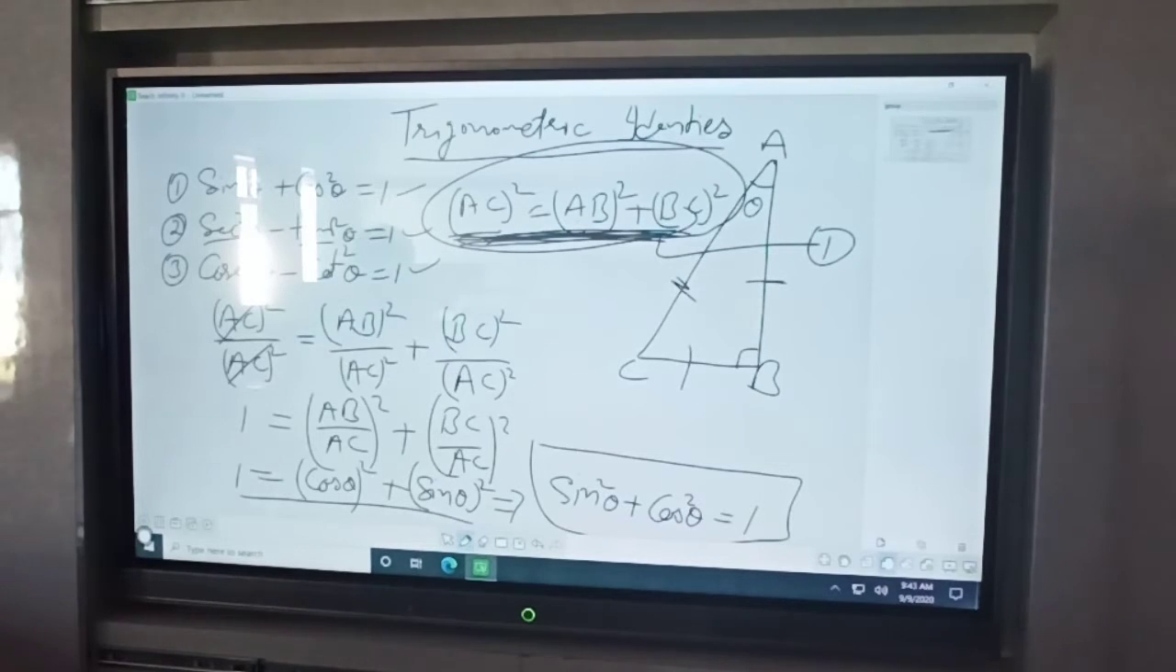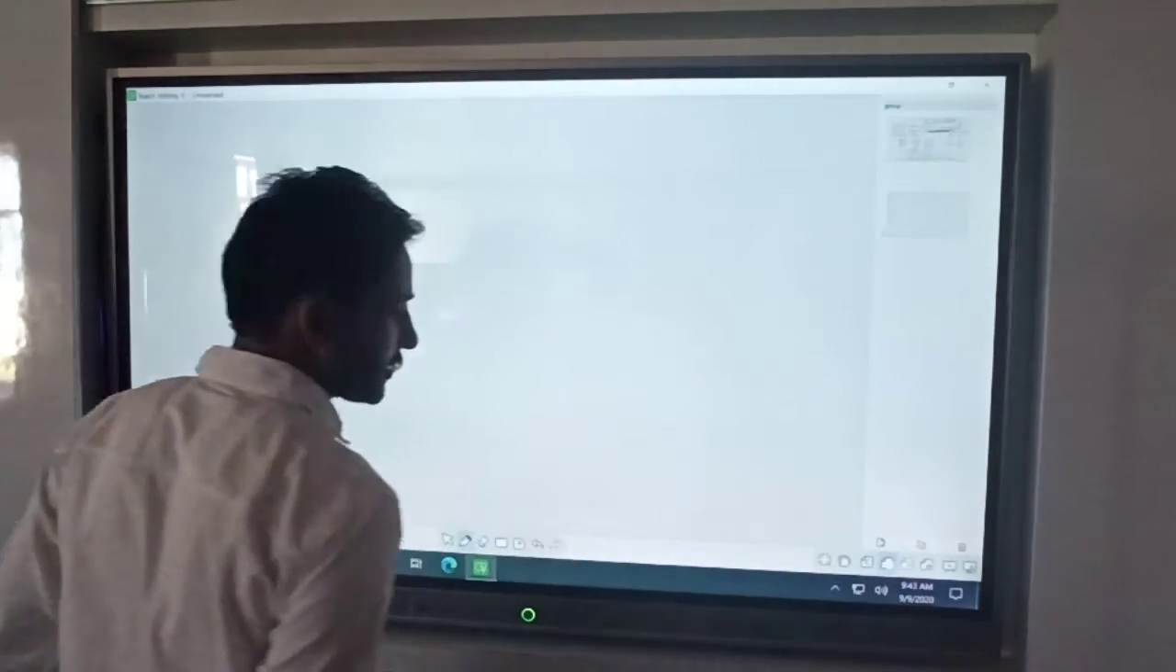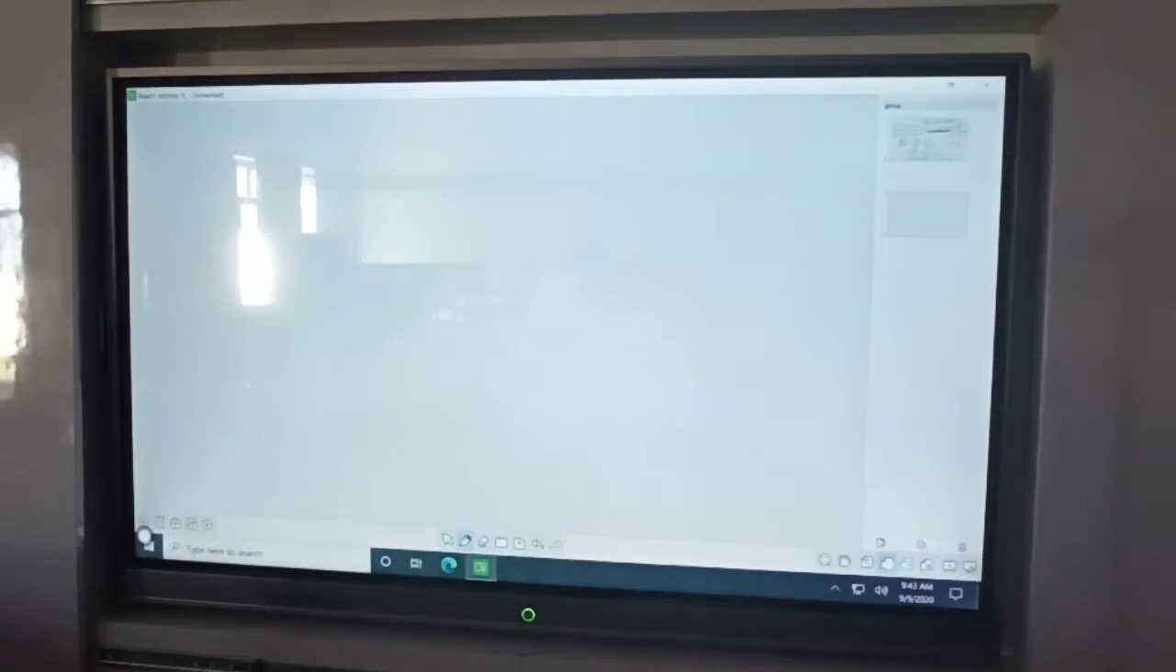You can prove the second and third. Now by using these trigonometric ratios we have to solve some questions. Question number first, example number 12, page number 191. The first example is: express the ratios cos A, tan A and secant A in terms of sin A.